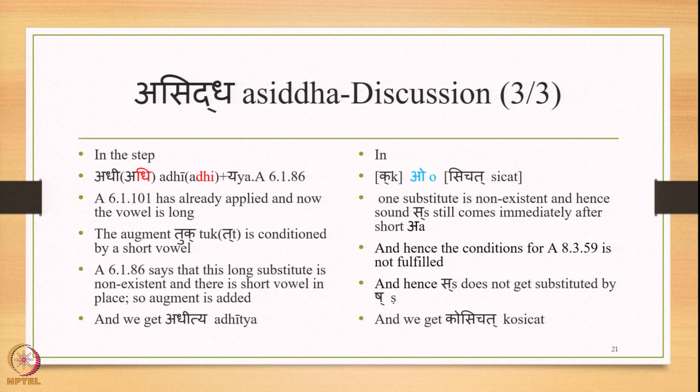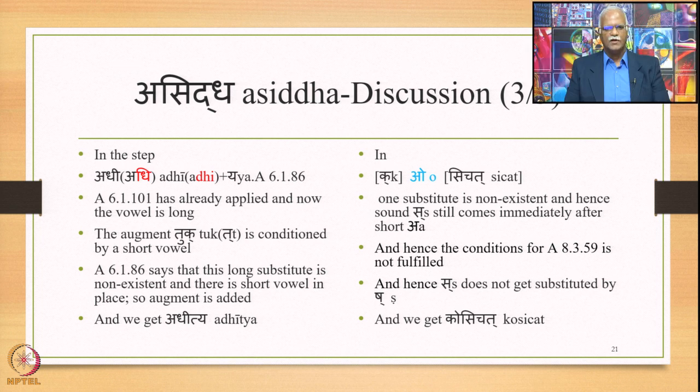Now in the step adhi plus year, 6186 comes into play and says that even though the long substitute has already taken place, consider it as non-existent. And there is short vowel in place, so the augment is then added and we get the form adhitya. In kosichat, one substitute is non-existent and hence sounds sa still comes immediately after short a, and hence the conditions for 8359 are not fulfilled, and hence sa does not get substituted by sha, and we get the desired form kosichat.